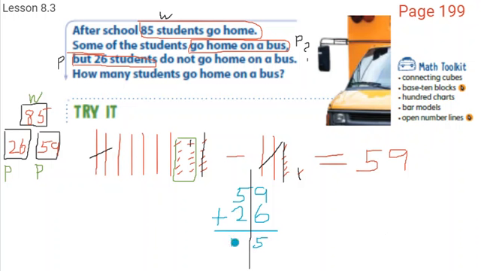I have 5 ones and 1 ten. We've already used these numbers, so I'm going to just draw a line through it. I'm going to draw another line here. So how many ones do we have? We have 5 ones. How many tens do we have? 5 and 2 make 7, plus 1 more is 8. 85. That number matches there, so we're good to go. Way to go to verify your answer.